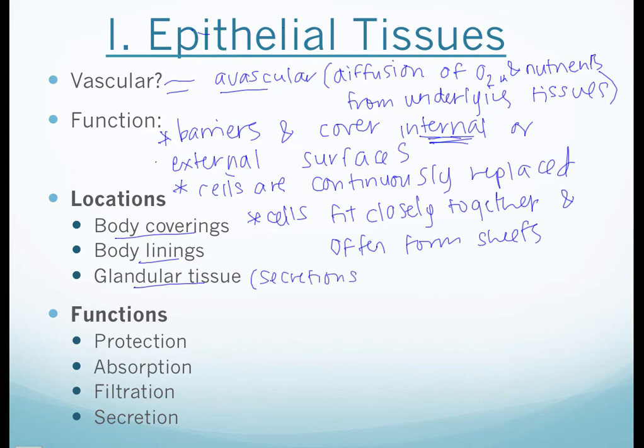Okay, so we had body coverings, we went over that, body linings, glandular tissue, so any secretions. And so on our body surface, what do we have? What are some types of secretions? Good, we have sweat when you're working out. We have sweat glands. And what about that face? What makes your face nice and shiny when you don't want it to be shiny? Good, oil. And we have specific terms for this, which we'll get into in a little bit. Protection, absorption, filtration, secretion, major functions of this.